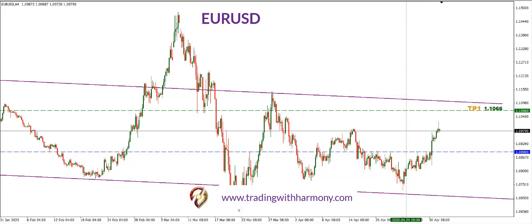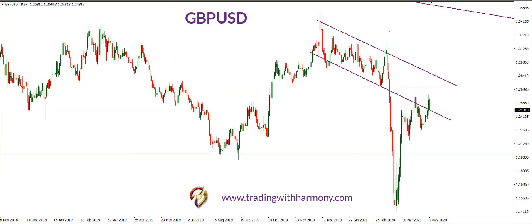Okay, so we have the pound dollar. We are in a descending channel here. Because of the coronavirus, you can see where this big spike came down and up, but we're back into this descending channel, where it's coming right back into the descending channel right here.